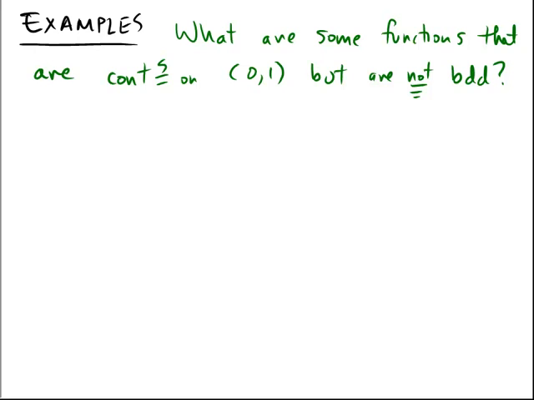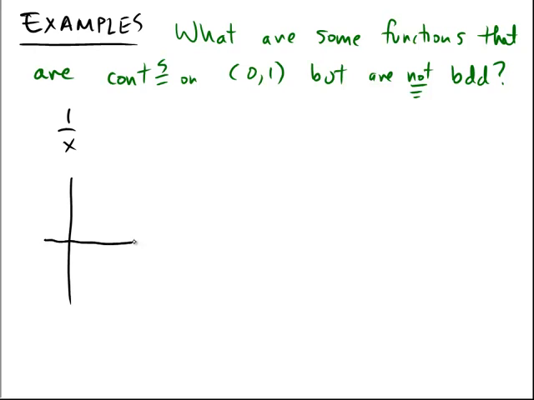Okay, so just to make sure we're understanding this, what would be some examples of functions that are continuous on (0, 1) but are not bounded, that sort of flip out on us? Well, let's consider a first basic function, like maybe the reciprocal function, 1 over x.